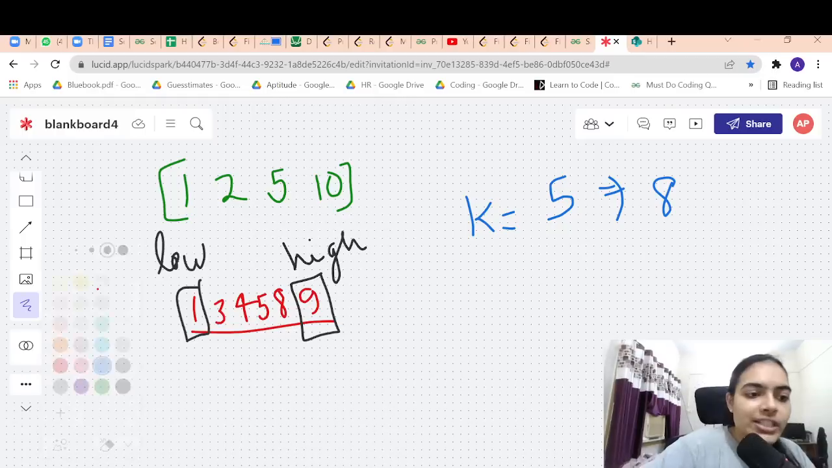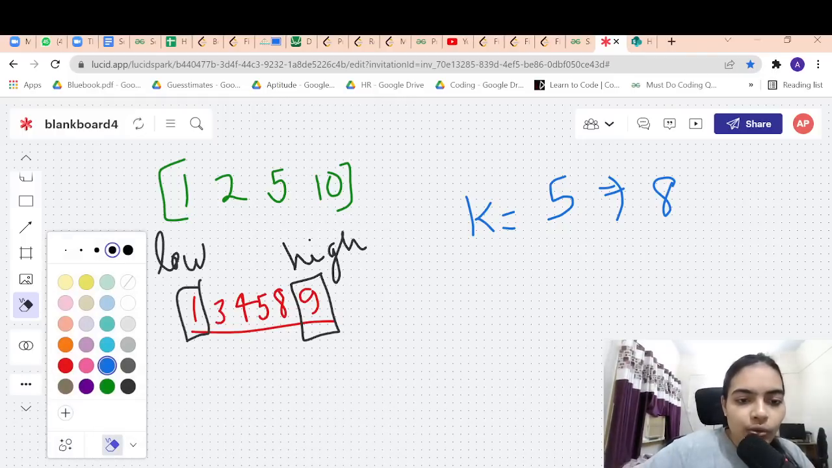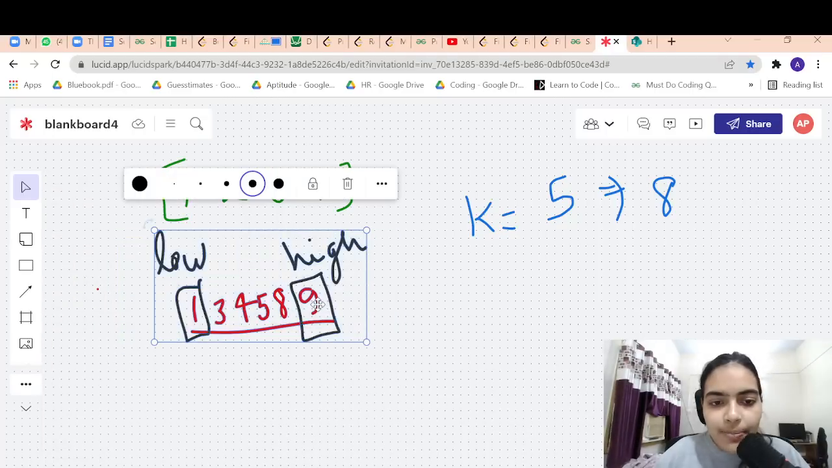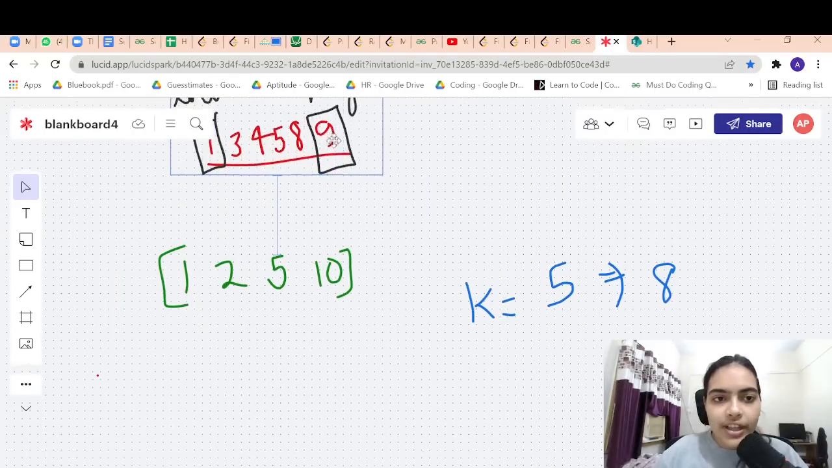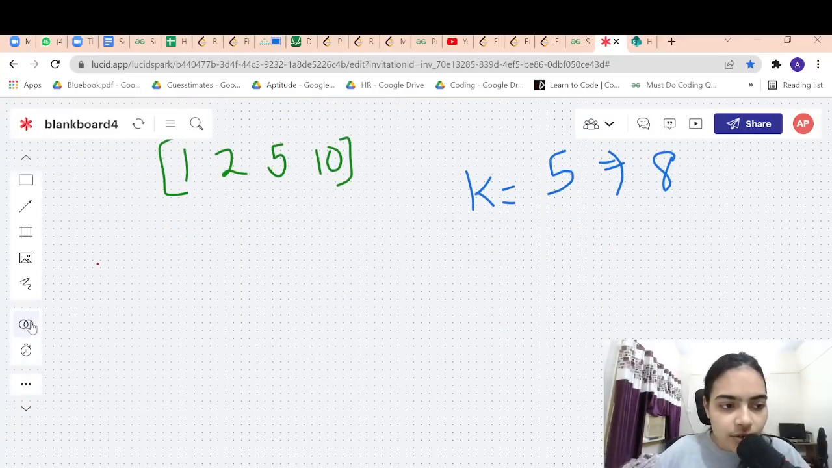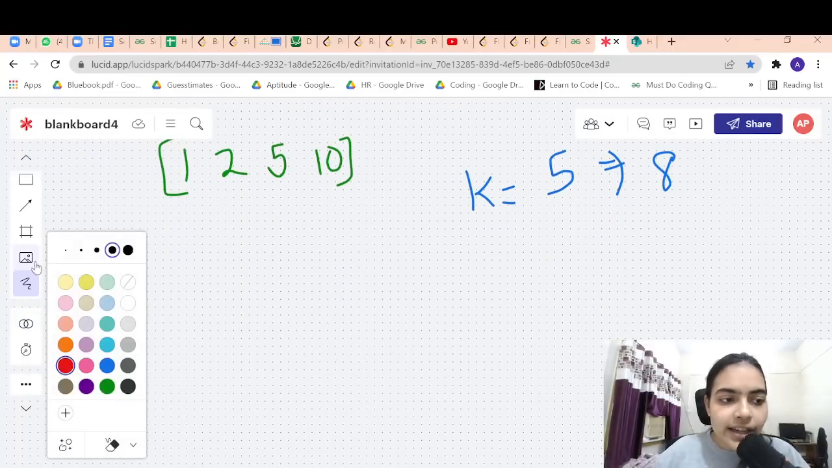Now let's say I don't want to find all these pairs, because if I find all these pairs, my time complexity will be O of n square. I don't want that. Let me push it away. I don't want all these pairs.